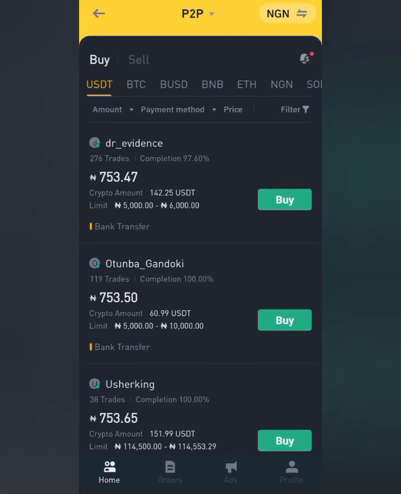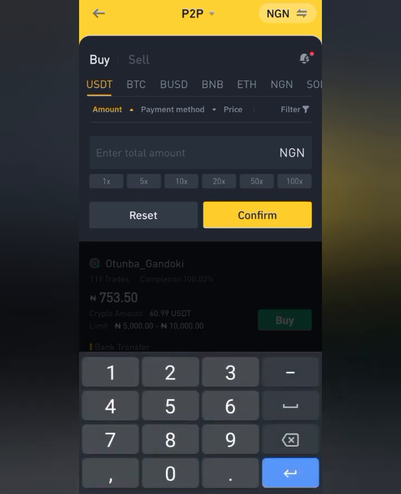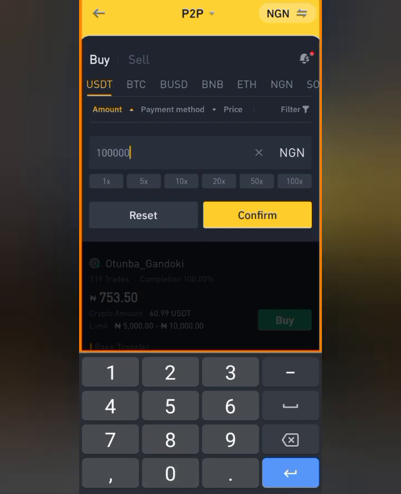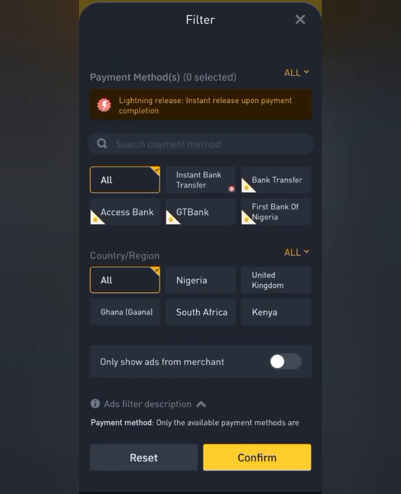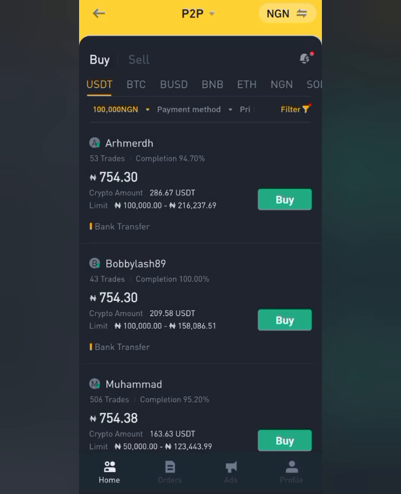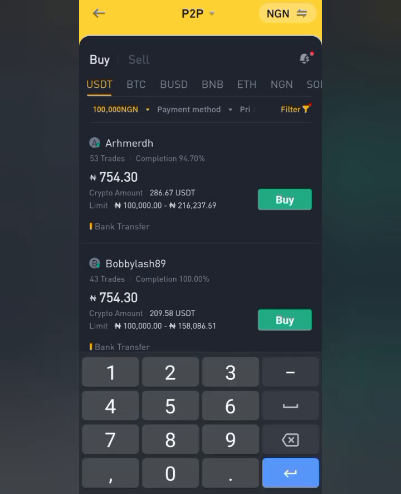You need to filter. Of course, when you filter a bigger amount, the amount you're going to be charged will be slightly higher. So that's how it is. I'm going to filter at 100,000. Is that 100,000? I think it is. Okay, so click on confirm. You can see, like I told you, the price will change. Let me see if all this is properly done. Yes, it's already filtered. You can see it was 753 and now it's 754.